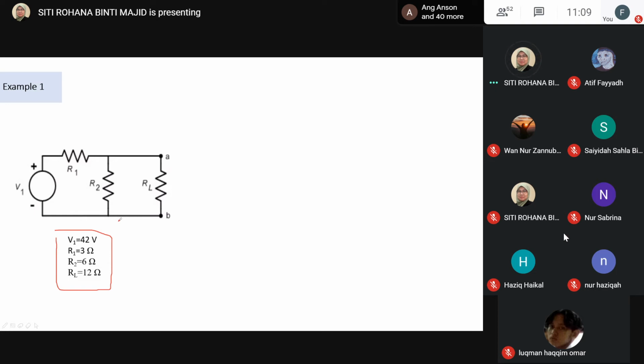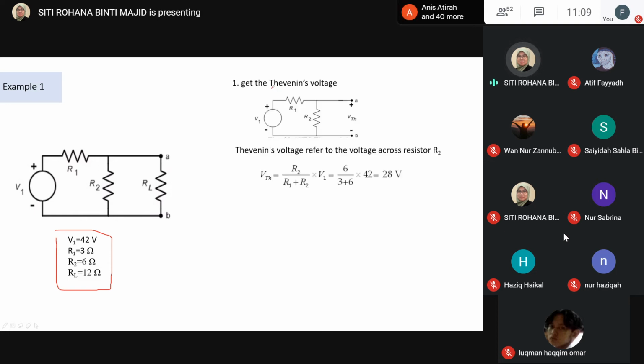Okay, and then the first one, we want to calculate the Thevenin voltage. So if you refer to the voltage here, we will have the voltage across the resistance of R2, and then from this part we can calculate VTH equals R2 over R1 plus R2 times V1.